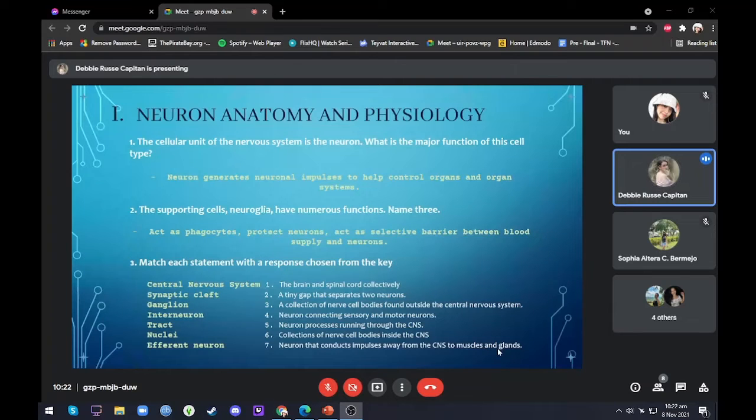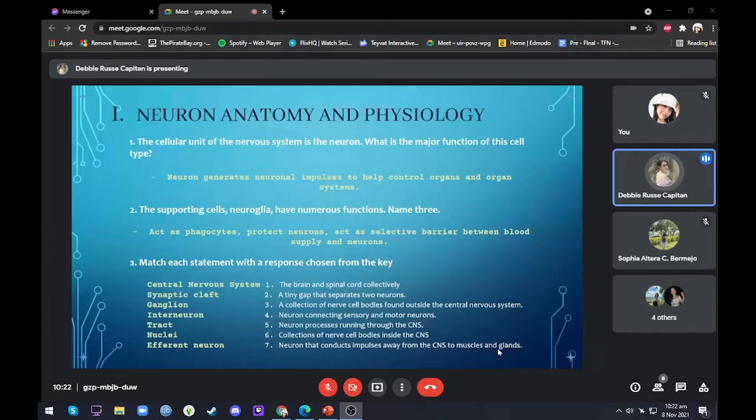Number 2, the supporting cells neuroglia have numerous functions. Name 3. First, it acts as phagocytes. Second, it protects neurons. And third, it acts as a selective barrier between blood supply and neurons. Number 3, match each statement with a response chosen from the key. The key is provided in our worksheet. We did not include it in our PPT. For the first, the brain and spinal cord collectively, our answer is the central nervous system or the CNS.